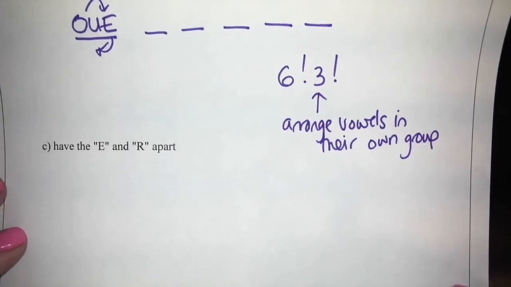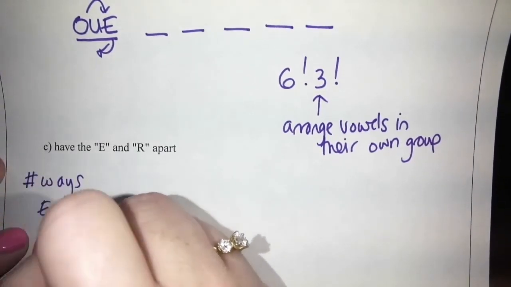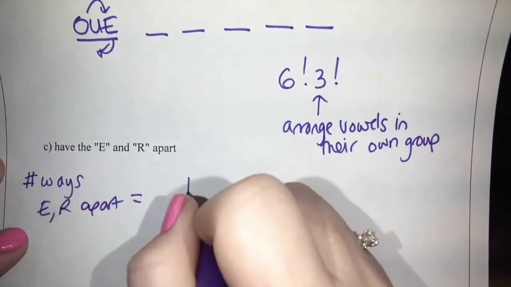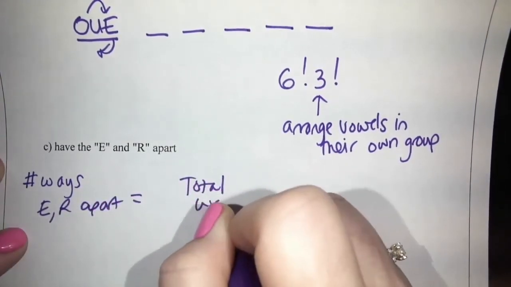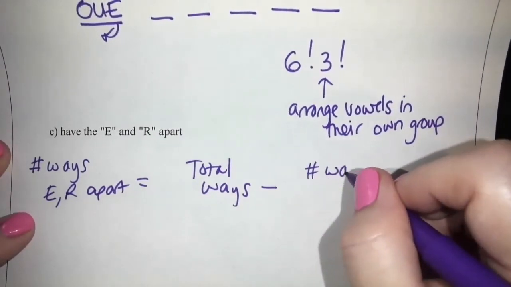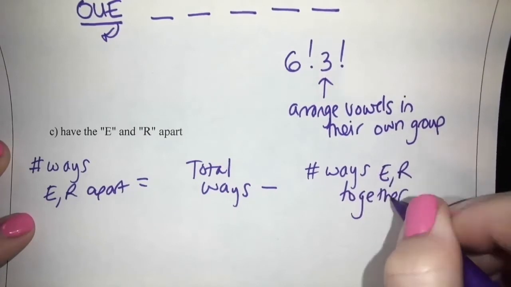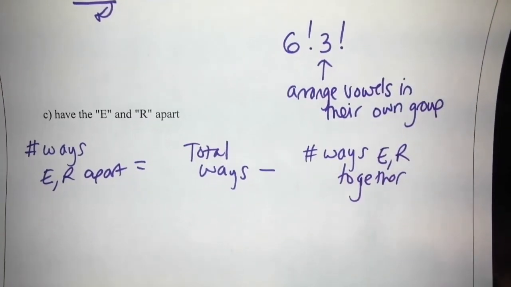And the last one is a little bit tricky, the number of ways to have the E and R apart. Well, the question is, how do we get them apart? Do we put the C between them? Do we put the P and the C between them? Do we put the T between them? There's too many instances to look at. So what we say is the number of ways for the E and R to be apart is the total ways to arrange computer minus the number of ways that the E and R are together.